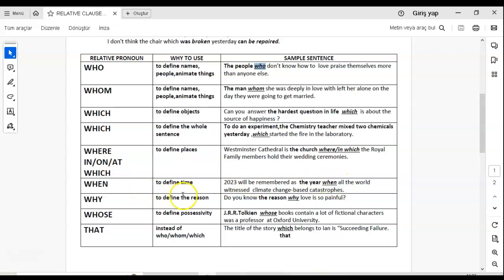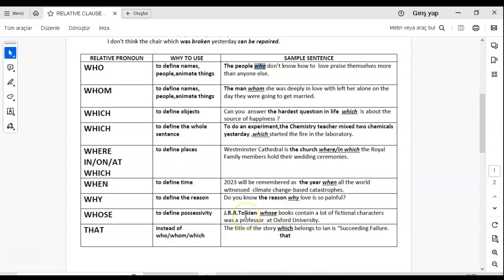And so why? It is used especially with the word the reason, so it's easy to identify. And so we say, do you know the reason why love is so painful? Wow, so striking. And whose, we use whose for the possessivity. And so after whose, we have to use the noun all the time. You can't use whose without using the nouns.